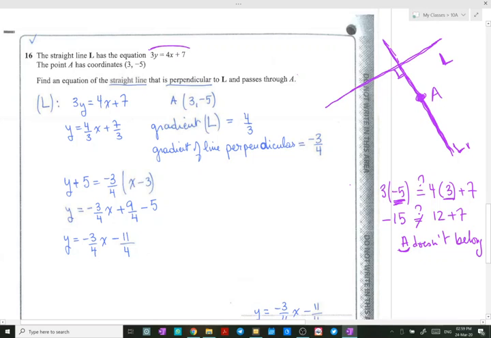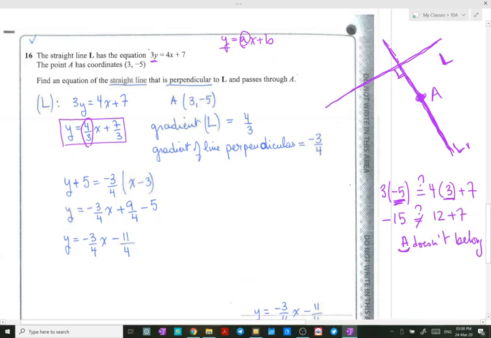So let us find the gradient of L. In order to find the gradient of L, we should write the equation of line L in the form y equals ax plus b. So we have to divide by 3 in order to have 1y, and once you divide by 3, you're going to get this equation of line L. Therefore, a, which is represented here, is the gradient of line L.